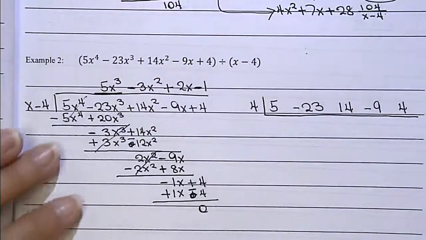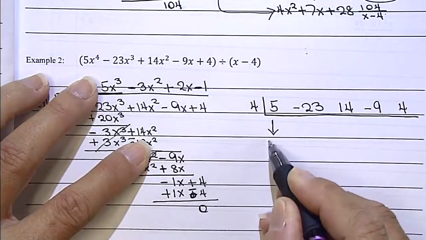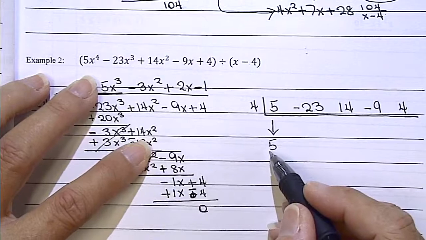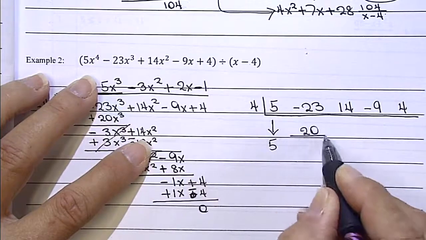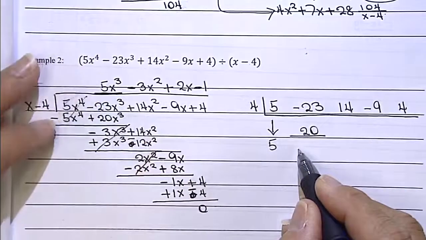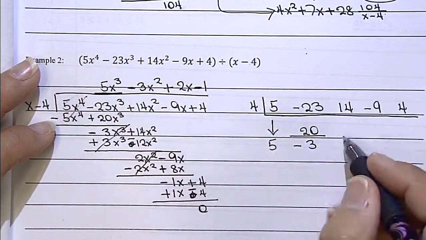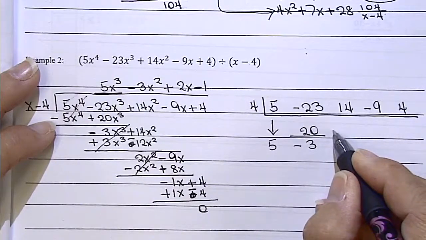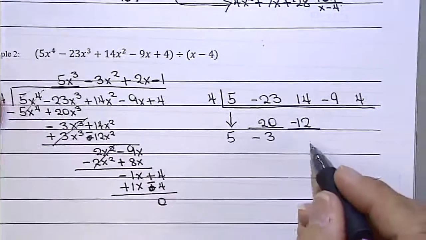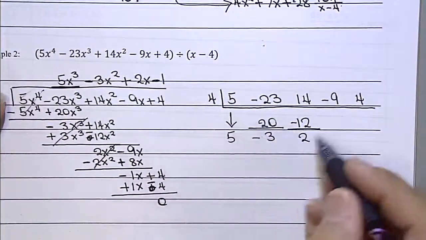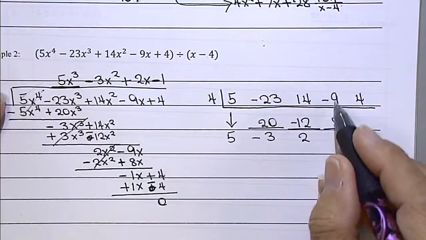Now, first step. Exactly. Bring down the 5. Now, you don't multiply first, you just bring it down. And that way you know what to multiply times, right? 5 times 4. Combine these two. What do you end up with? 4 times negative 3. Combine these two. What do you end up with? 4 times 2. Combine these two. What have you got?